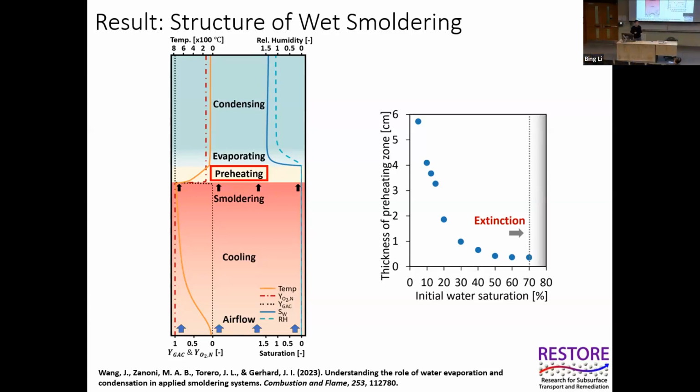So that observation is quite valuable for industry because, for example, at a field site, given the water content of the field and also given the type of contaminants, we may be able to use this model to predict the preheating zone during the smoldering treatment. So basically, we can know if the smoldering will be sustainable under that condition before we start doing everything. So that will save us a lot of money and time.